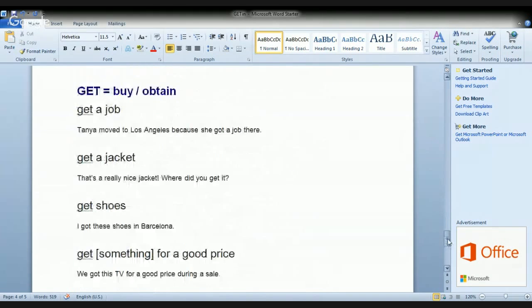Anything else before I continue? No, for me. Okay. Well, the next one is get when we want to say buy or obtain. So, for example, get a job. Tanya moved to Los Angeles because she got a job there. So she obtained this job. So that's where she moved.